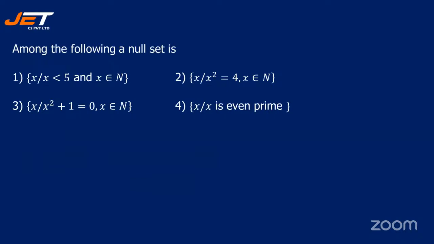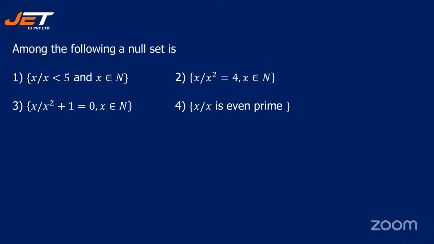Among the following, a null set is dash. Option 1: {x such that x is less than 5, and x is an element of N}. Option 2: {x such that x squared is equal to 4, x is an element of N}. Option 3: {x such that x squared plus 1 is equal to 0, x is an element of N}. And the fourth one: {x such that x is an even prime}. All right? Yes. Let's see who's going to give me the right answers. Your 1 minute is running.